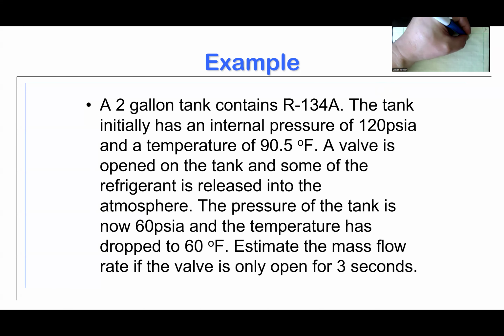So my given information here, I've got R134A, that's refrigerant 134A. That's a fluorochlorocarbon. I forget which one it is. Anyway, we've got a rigid tank, 2 gallons. And there's an initial pressure, 120 psi, pounds per square inch absolute. An initial temperature, 90.5 degrees Fahrenheit.